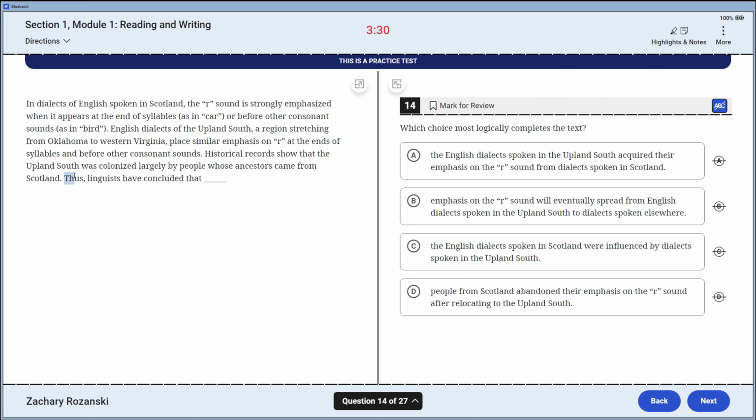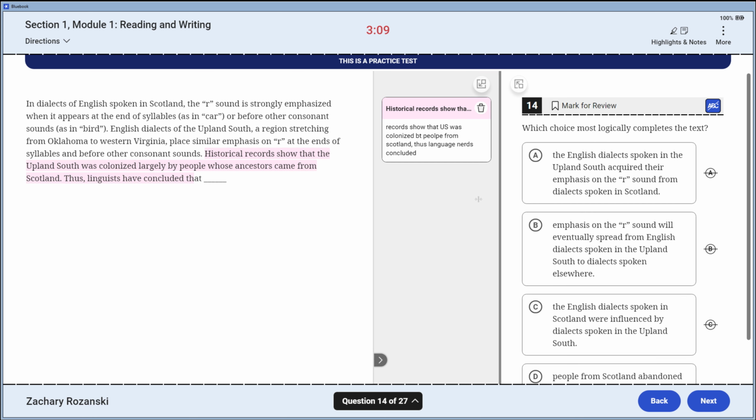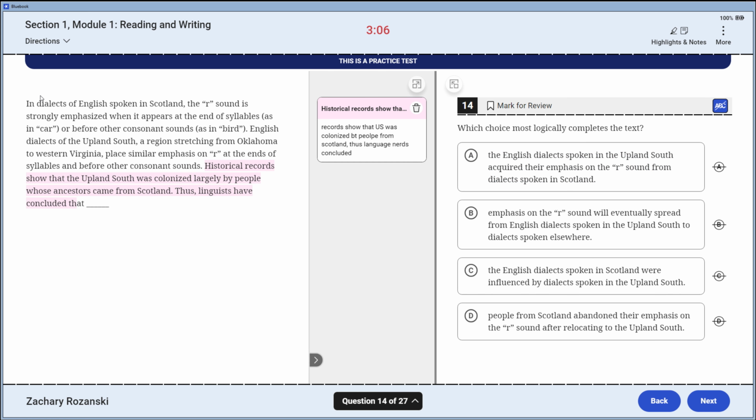Logically completes the text. What do we got here? Thus, linguists have concluded. So I already know that I'm going to have to bounce back one. Records show that the U.S. was colonized by people from Scotland. Thus, language nerds concluded. What did they conclude? I need a notion about where this R sound came from. The dialect spoken in Scotland, the R sound is strongly emphasized when it appears at the end of syllables or before consonants. Fine. In the Upland South, English dialects of the Upland South are regions.